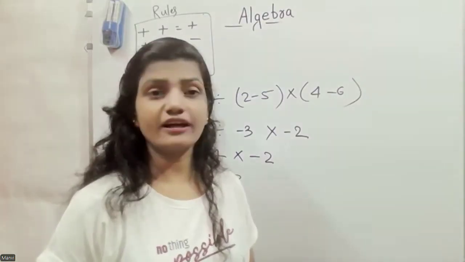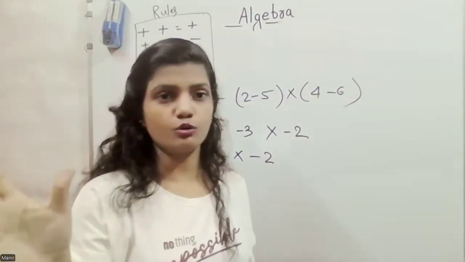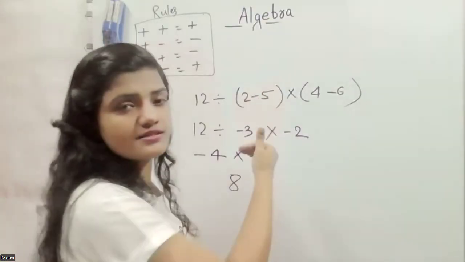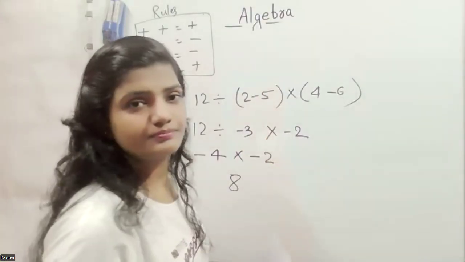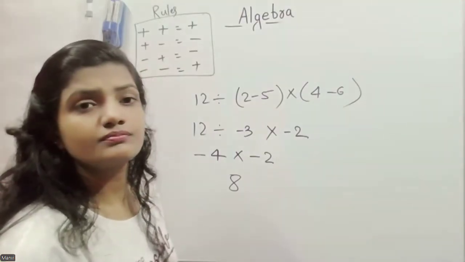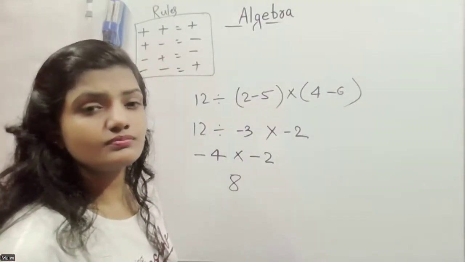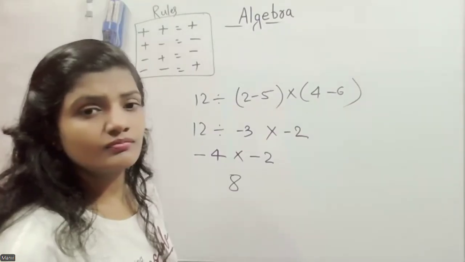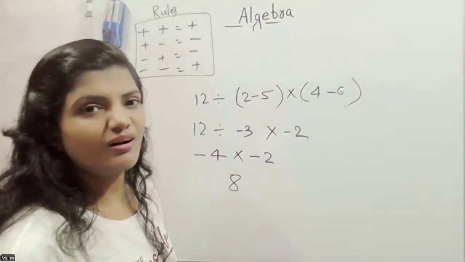What I say, don't get afraid of seeing the long question. Okay? Just try to solve step by step. Then I think I did a mistake. I did -3 times -2. That's what I did. It's the big mistake.